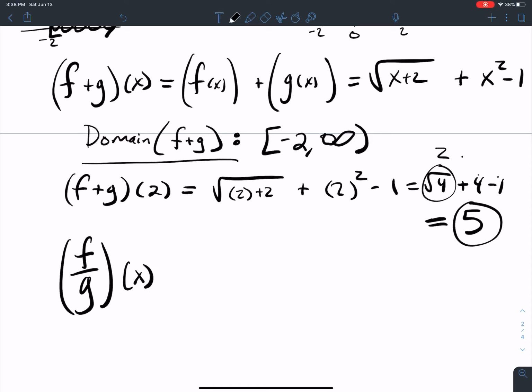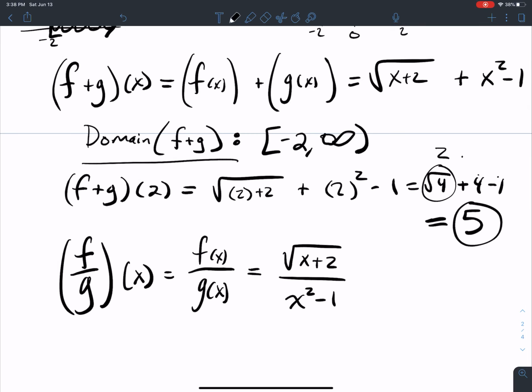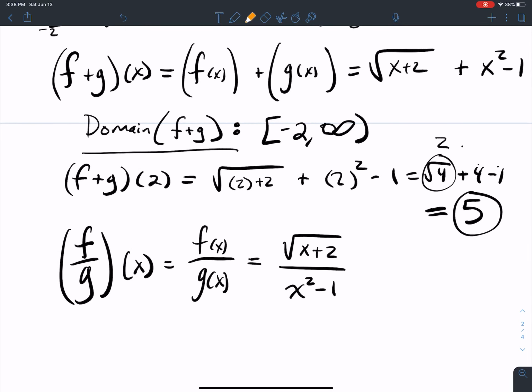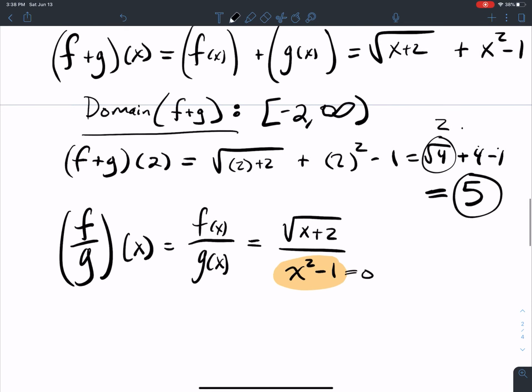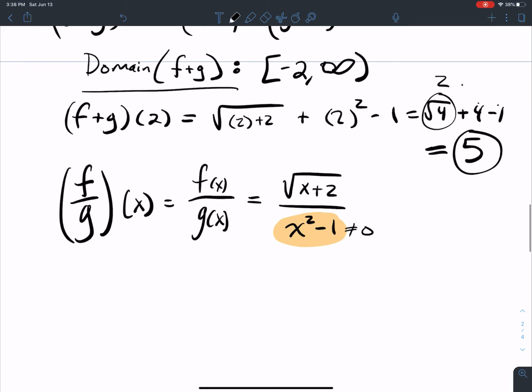So if I do f divided by g, that's f of x divided by g of x, as long as g of x is not equal to 0. So f of x is the square root of x plus 2, and g of x is x squared minus 1. Now, what are my restrictions? The denominator can't be equal to 0. Okay, so I set it to be equal to 0 to find the bad values.